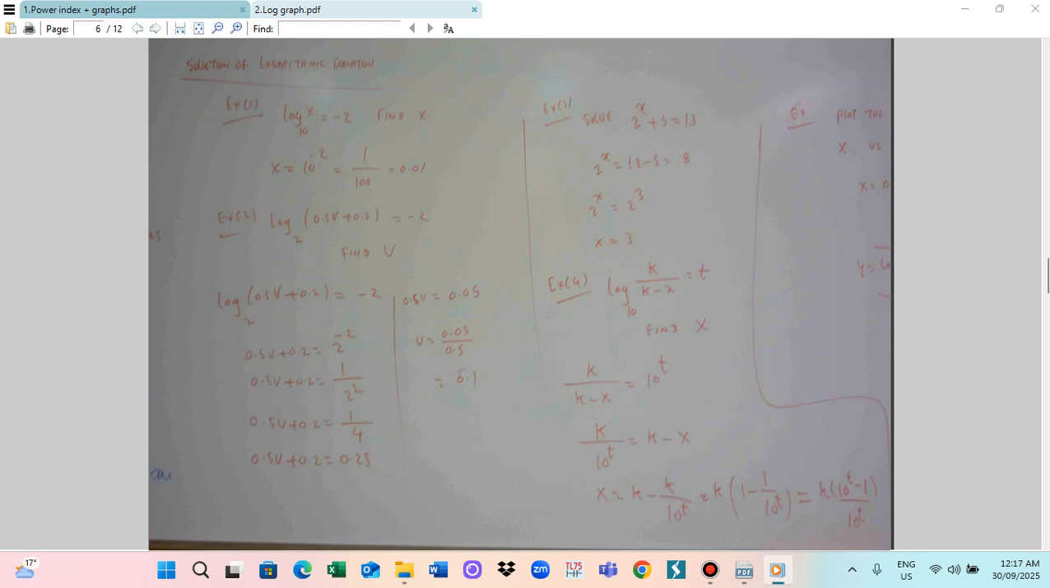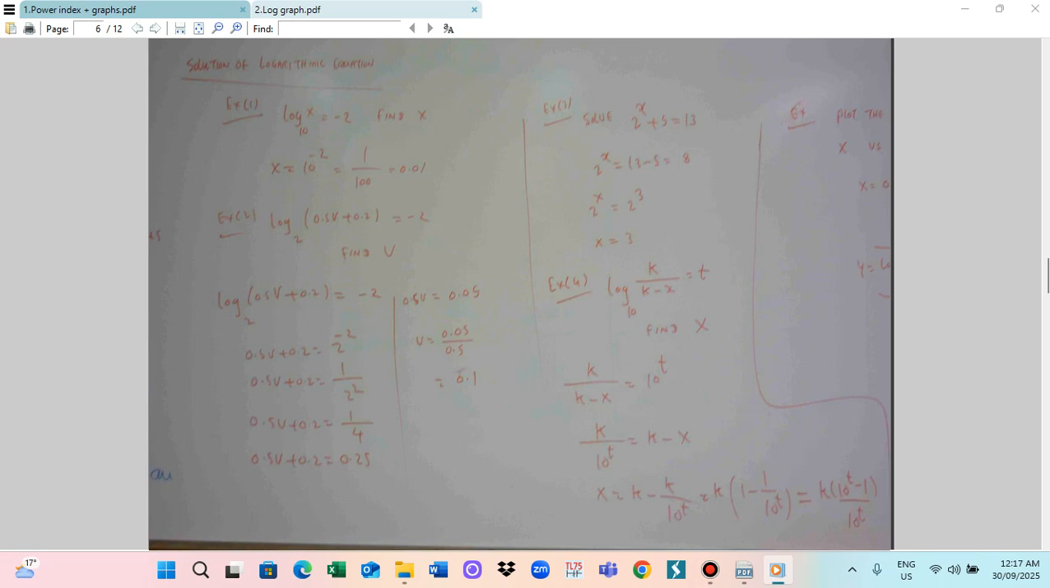So solve 2 power x plus 5 equal to 13. So 2 power x plus 5 equal to 13, so you can find 2 power x equal to 13 minus 5, so you got the x. So 2 power x equal to 2 power 3. So just the x equal to 3. This is for the equation.